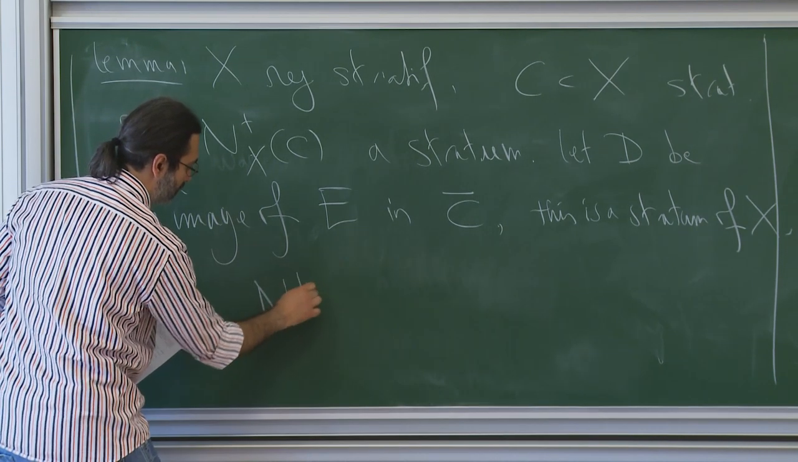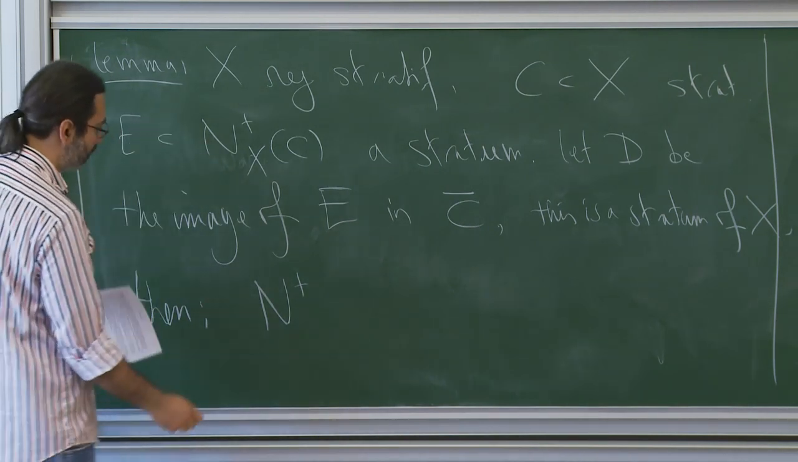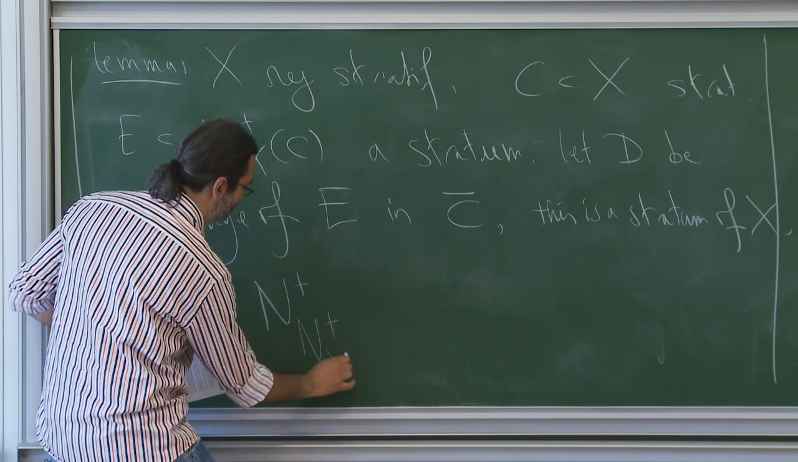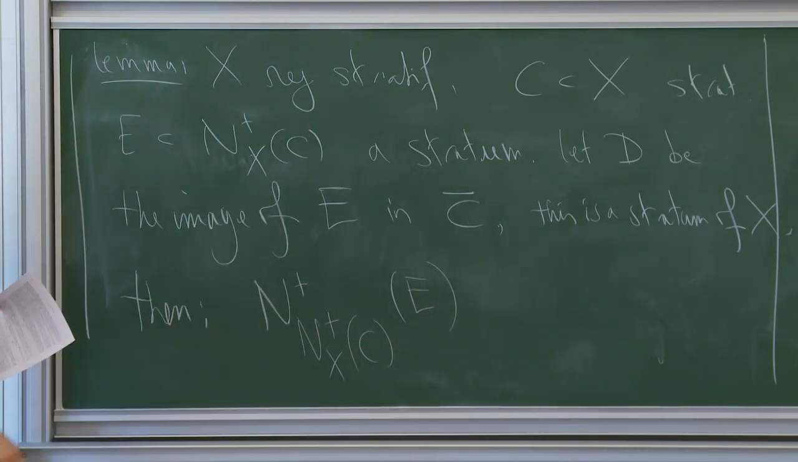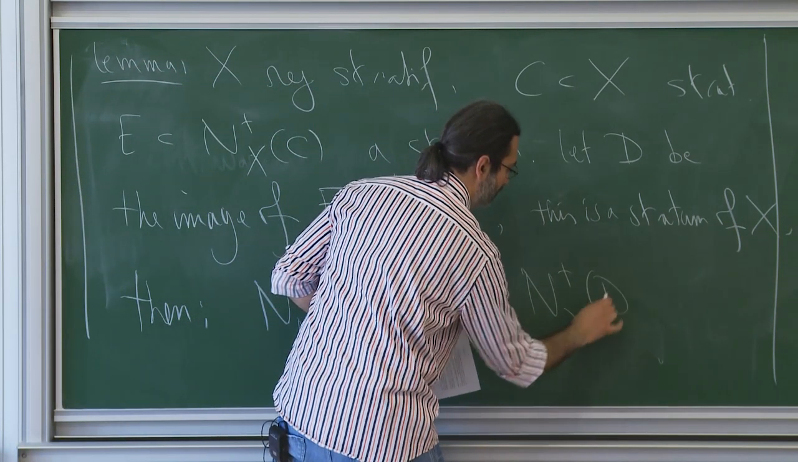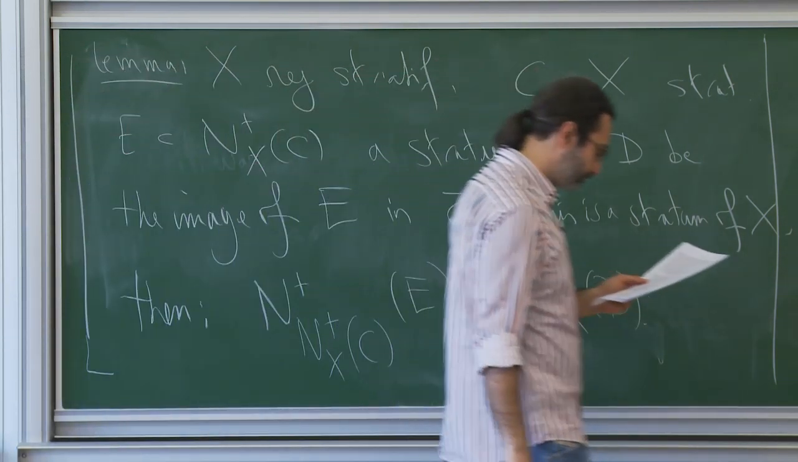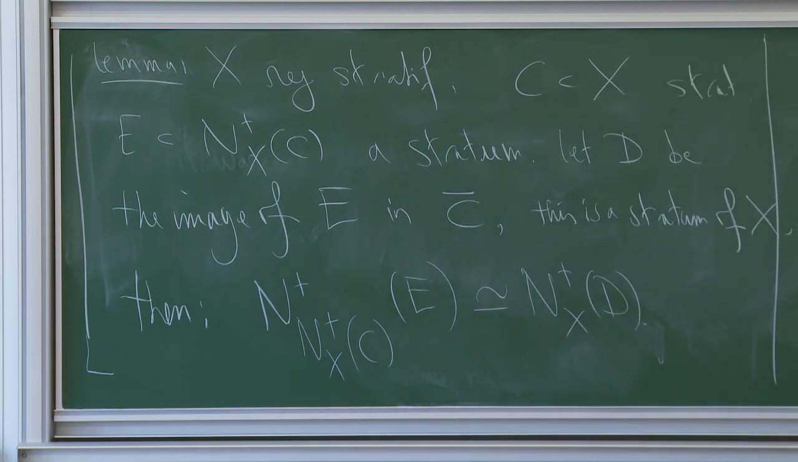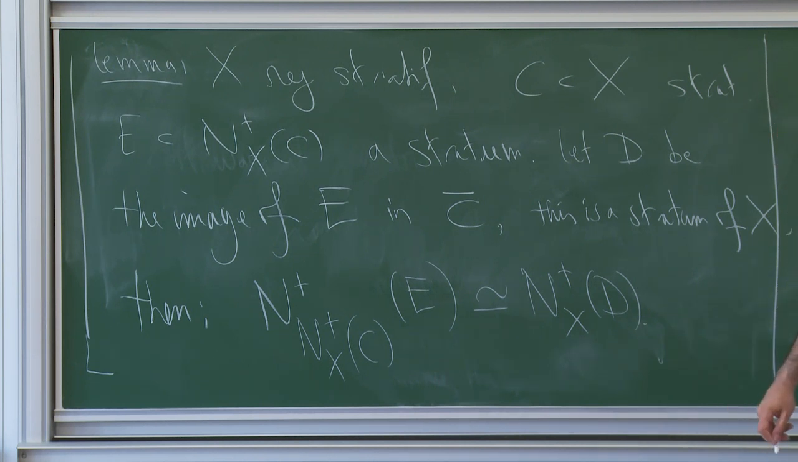Okay, so with this notation, we have that the normal bundle in here, N plus X C of E, is canonically isomorphic to N plus X D. So we have this kind of permanence condition. And this is for stratified schemes. Okay, so using this lemma, we can define a category.